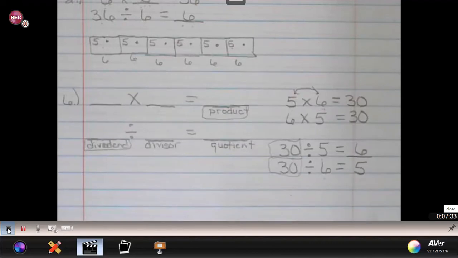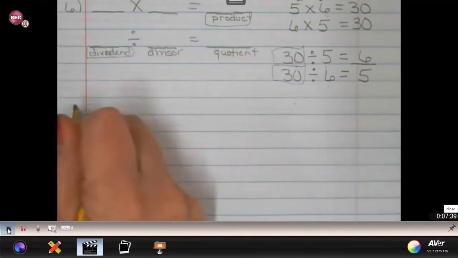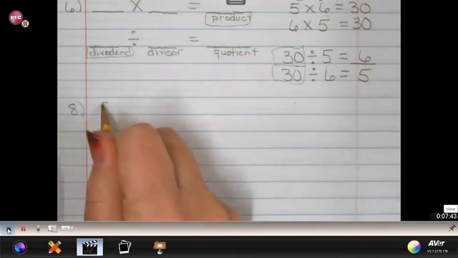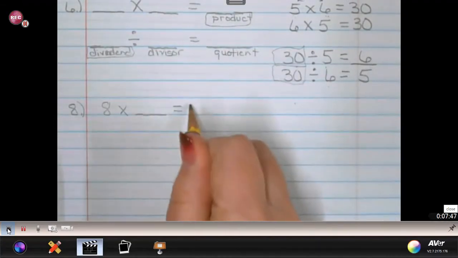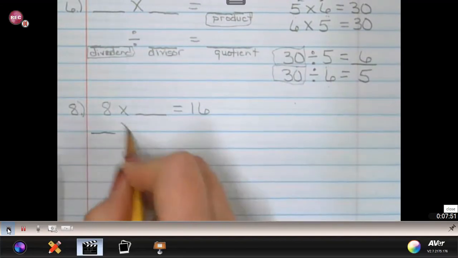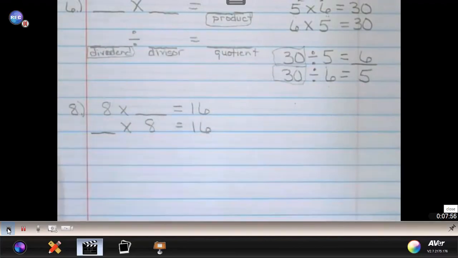Let's take a look at number 8. It says 8 times blank, 8 groups of blank is equal to 16. Or blank groups of 8 is also equal to 16. We could think about it that way also.